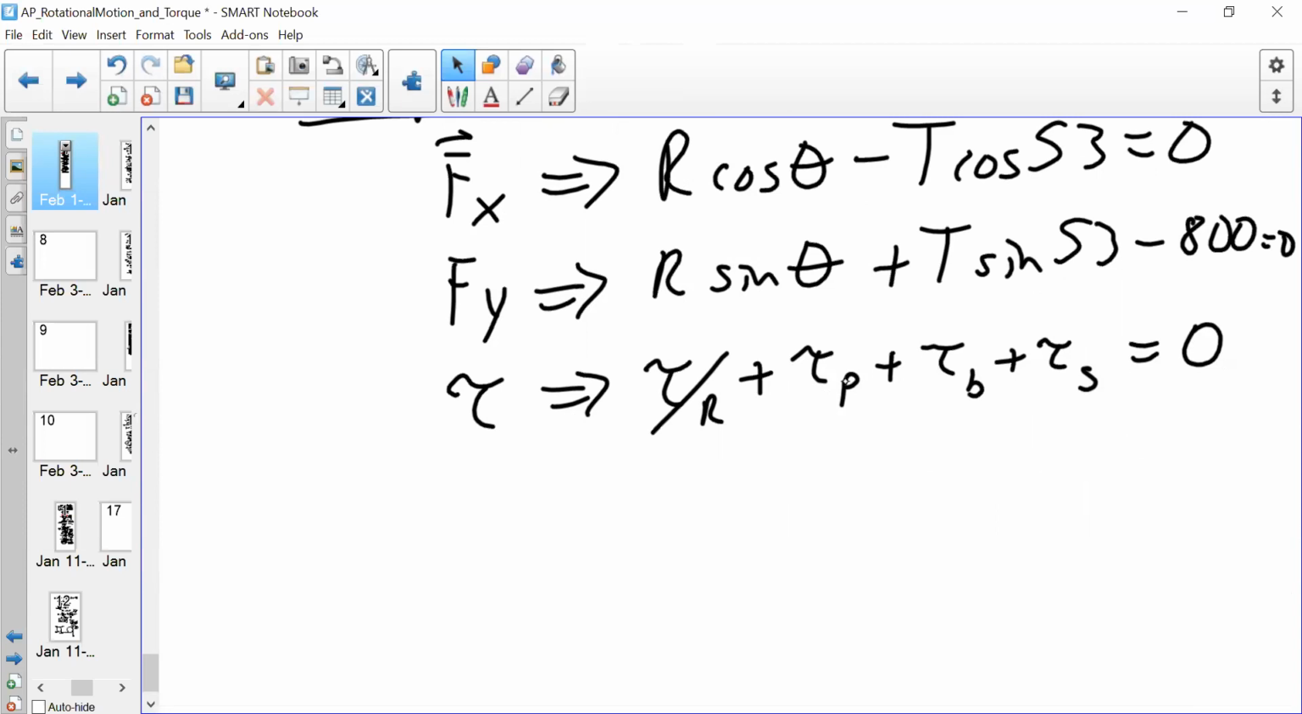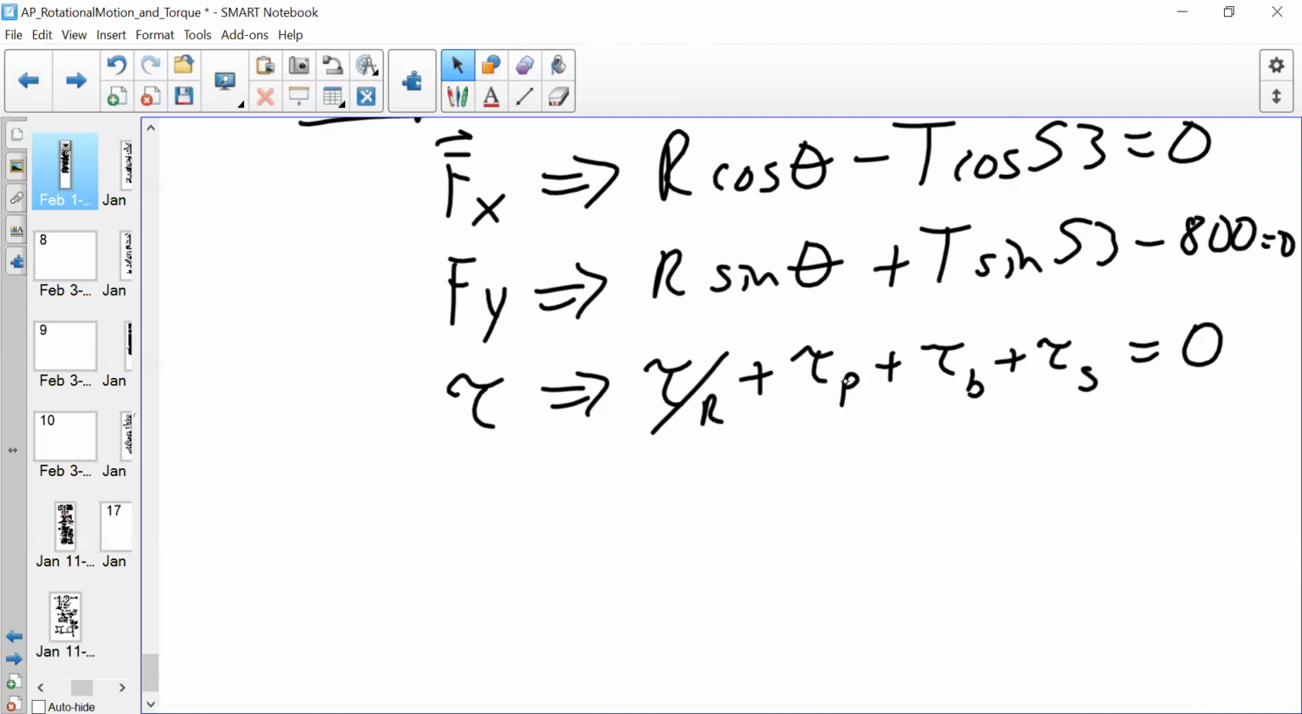Find the axis of rotation. What are the forces in the system? What are their distances? If they have distances, they have torques. The person has a torque, the beam, and the string. And now, after we establish that, what's the direction of those torques? We look at them individually.